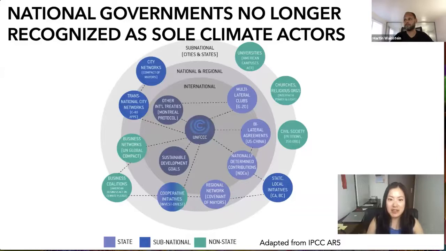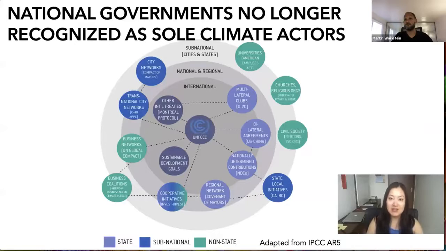Well, frankly, the picture of climate change action and governance has become a lot more complicated over the last several years. Whereas before we could have imagined this figure with the UN Framework Convention Secretariat in the center and the spokes in the orbit around the UNFCCC being primarily national governments, now we can see that the picture has become a lot more complex.